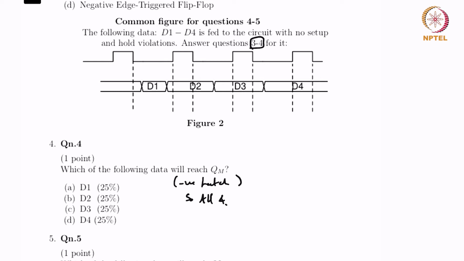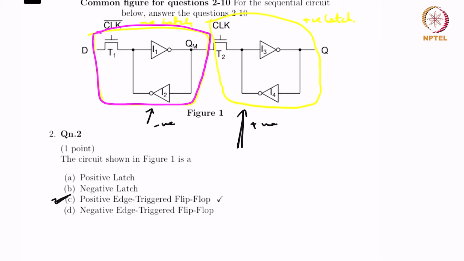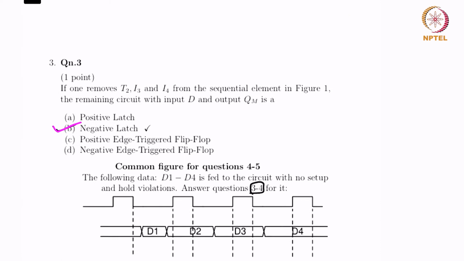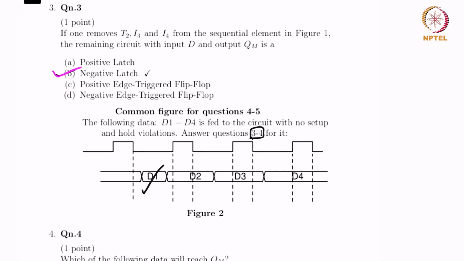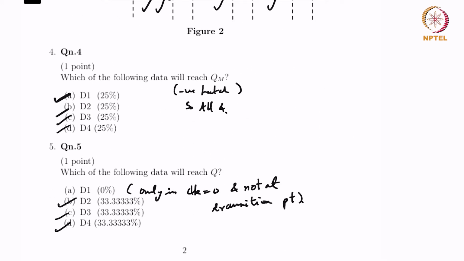Which of the following data will reach QM? Since you can see that to reach QM, all that you need to do is to allow data during the phase where clock is equal to 0. So when you look at all of the signals, D1 is when clock is equal to 0, D2 has a portion where clock equal to 0, D3 and D4, all of them have a portion where clock equal to 0, so hence all four are right answers.